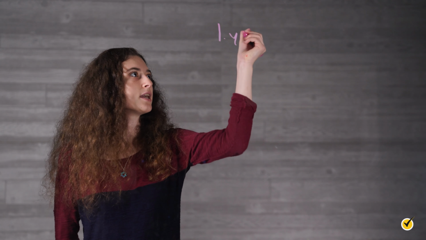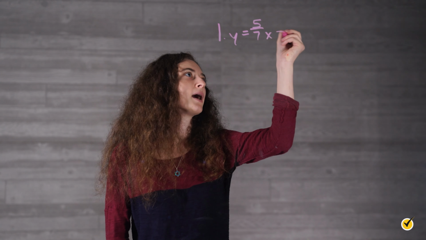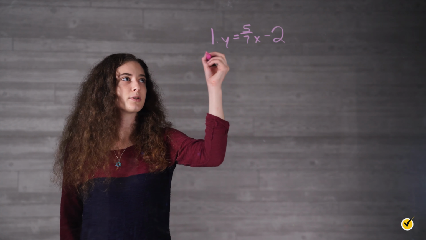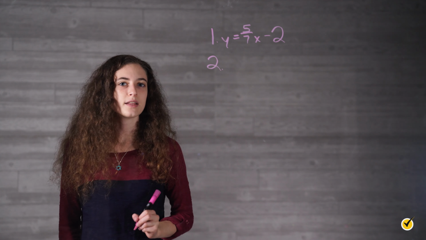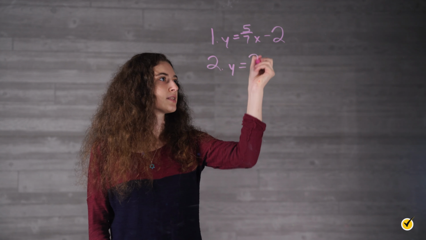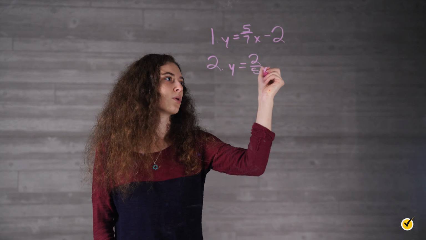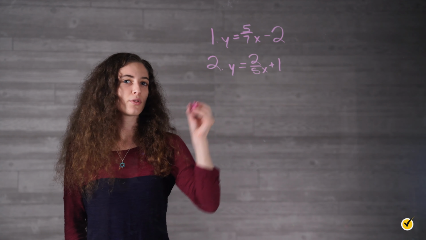See if you can answer these on your own. Example 1. What is the slope of a line that is parallel to y equals 5/7 x minus 2? Example 2. What is the slope of a line that is perpendicular to y equals 2/5 x plus 1? Example 3.